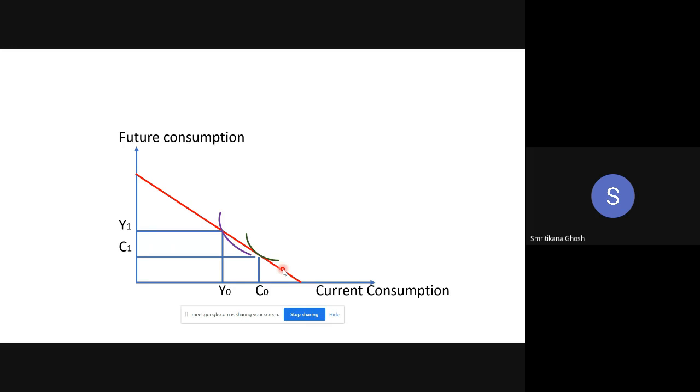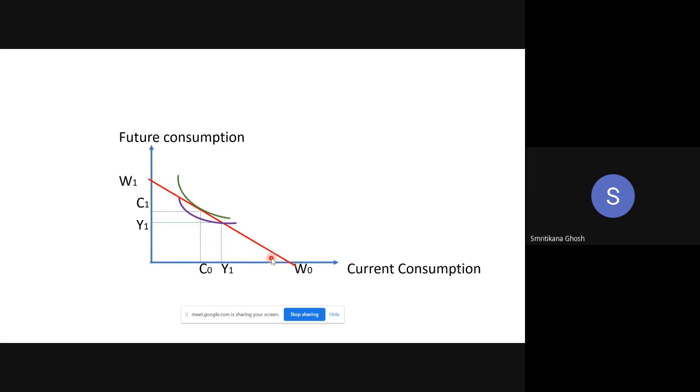Obviously, it depends on the slope of your indifference curve. If the indifference curve is this flatter one, then only. If it is a steeper one, then like this. It depends on the slope, that is, it depends on the preference pattern of the consumer. But if so, you can change your consumption, you can borrow, you can save, so that you have the option to move onto the higher indifference curve.